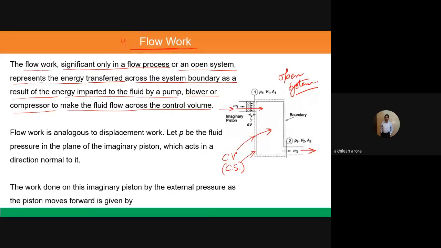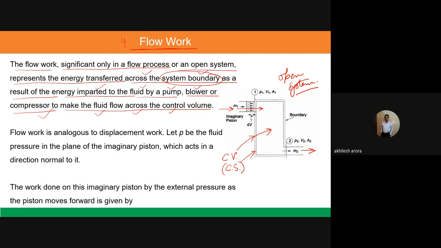So the definition is quite important. You can read it once again. Flow work happens in case of an open system. It represents the energy transferred across the system boundary. Now this system boundary is nothing but the control surface, as a result of energy imparted to the fluid by a pump, blower, or compressor to make the fluid flow across the control volume. So we are supplying the energy.